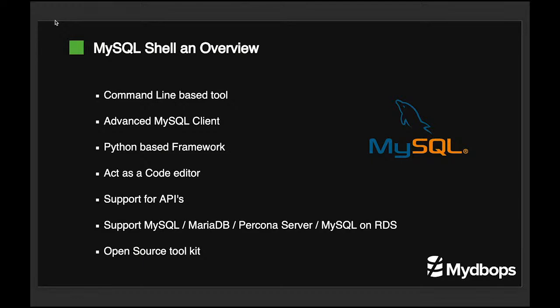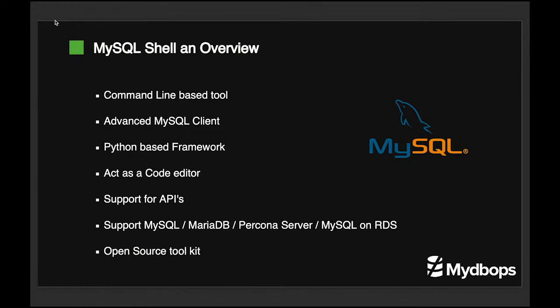This shell as a toolkit can be used as a code editor too. It supports three different kinds of languages, which we will see further, and it also has support for APIs. With APIs we can build much more automation with the URI and so on. It supports MySQL, of course, and everything which uses a MySQL connector. You can use it for MySQL, MariaDB, Percona Server, and MySQL for RDS like Aurora or RDS instances.